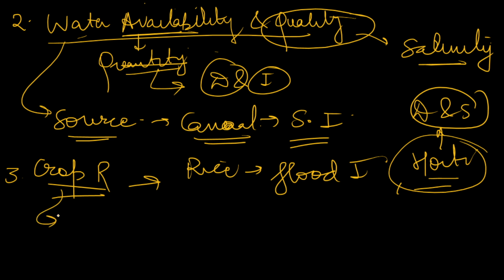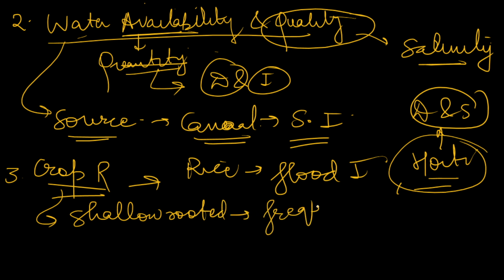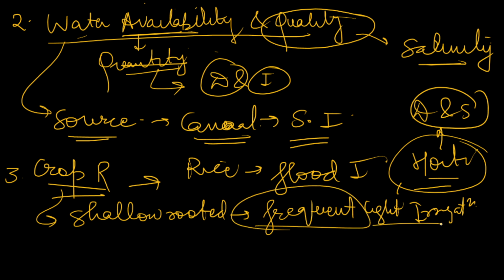We have to also keep in mind the root zone of crops. Suppose there is a crop which is shallow rooted. Shallow rooted crops will require frequent light irrigation. And if some crop is deep rooted, obviously it will not require frequent irrigation, but whenever we give irrigation to it, it should be heavy irrigation. But in shallow rooted it should be frequent light irrigation. So that we should keep in mind.